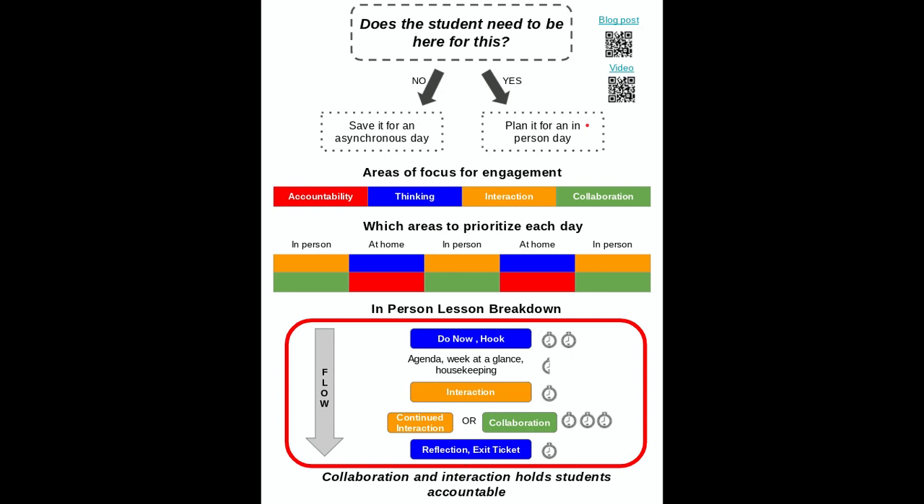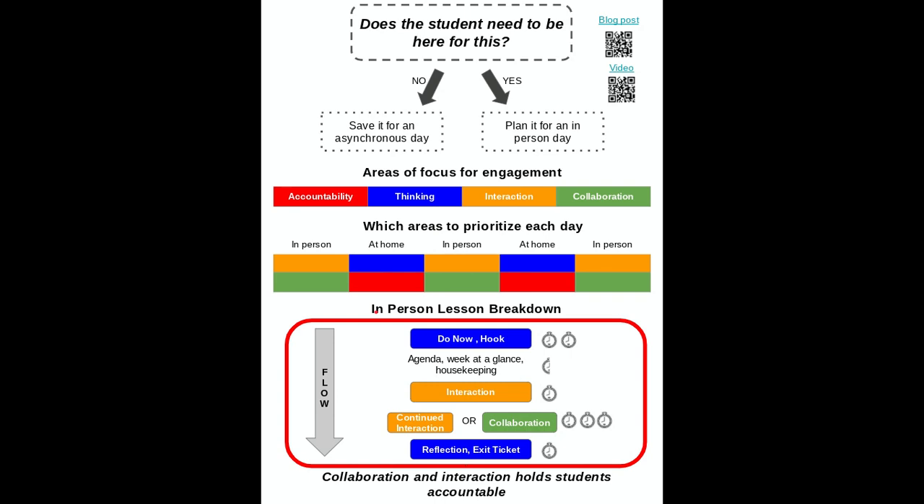So when you're planning these things, you want to focus on four main areas. Focus on accountability, thinking, interaction, and collaboration. These four areas will help you to increase engagement if you focus on those. Those are kind of the main factors that contribute to overall engagement.